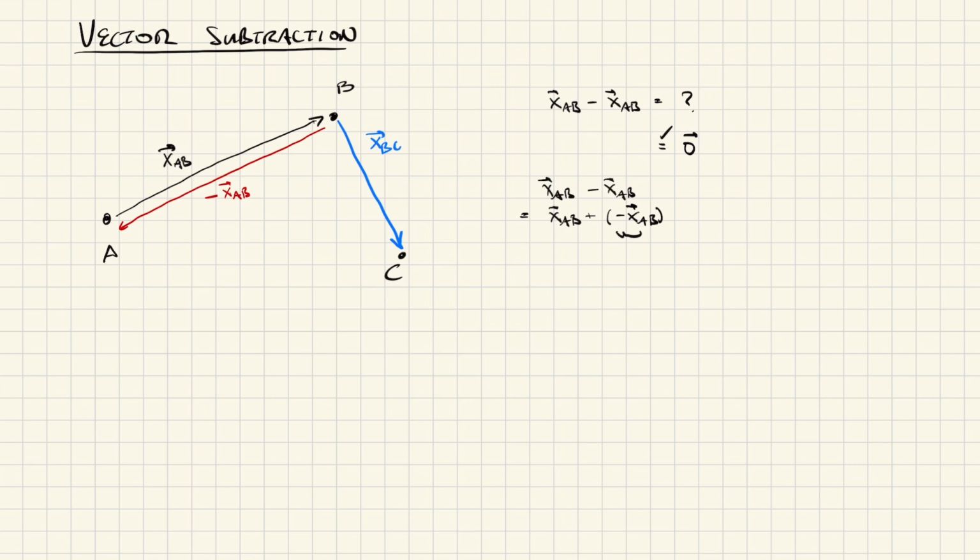This way, we can now add vector xab to negative vector xab, and if I just follow these directions sequentially, I end up back at the place I started. Because we haven't changed positions at all, we should expect that our total displacement is just 0.